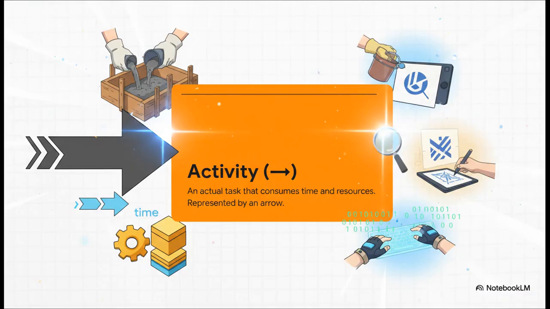First up, the activity. This is the doing part. It's the actual work. Pour concrete, write code. It takes up time and resources. And on the map, it's always an arrow.